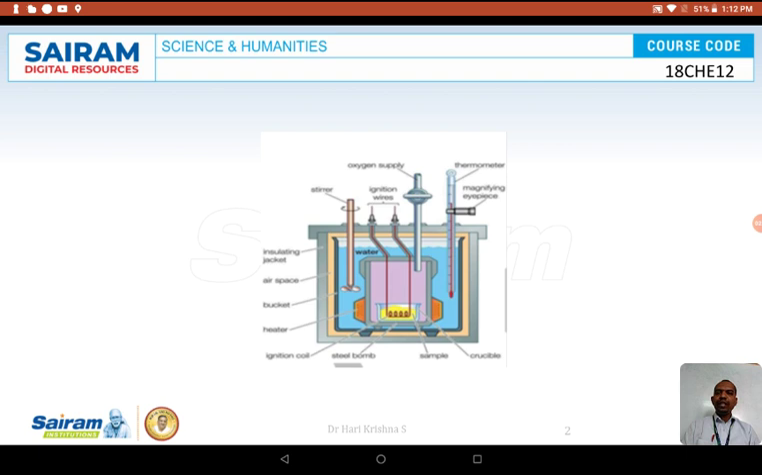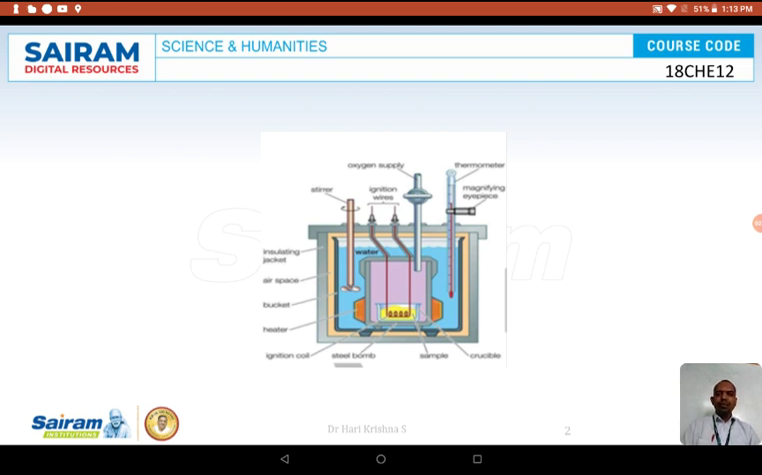We cannot open the bomb calorimeter and ignite the fuel. Therefore, we have an electric ignition system. When we close the circuit, a small spark will be produced and the fuel will be ignited. So in this entire setup, there is a stainless steel vessel in which the ceramic crucible is kept, equipped with an oxygen supply through the oxygen valve and an electric ignition system. This entire setup is called the bomb.